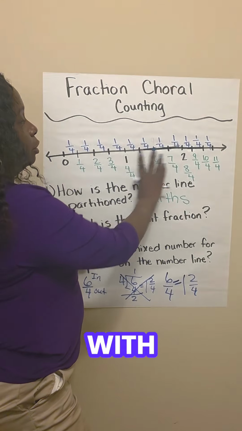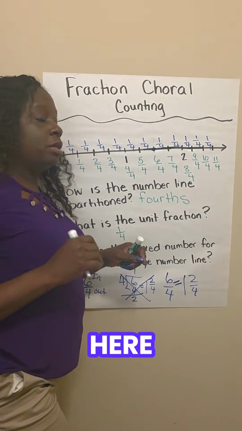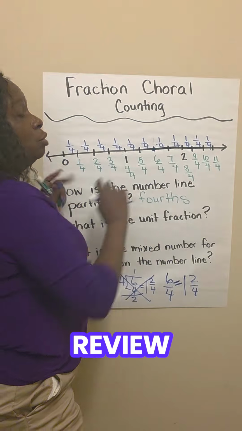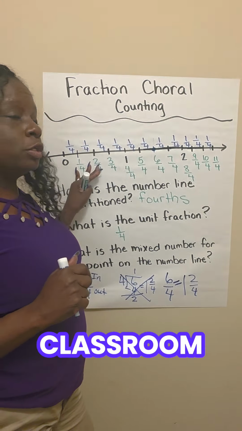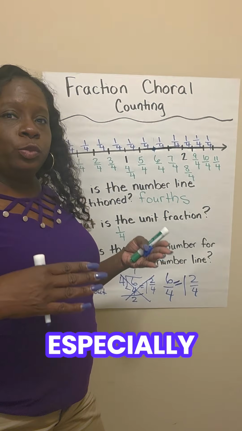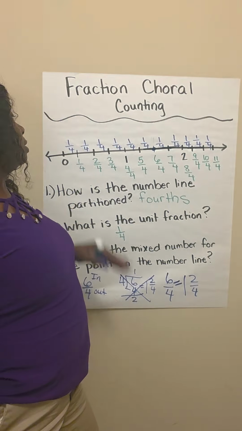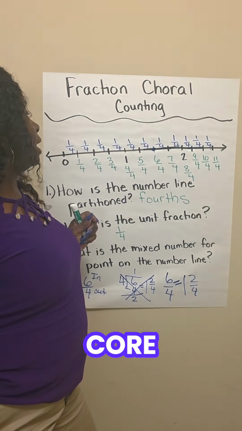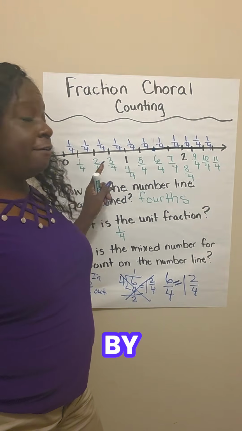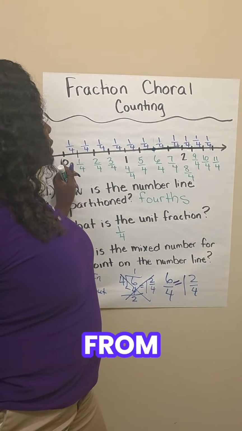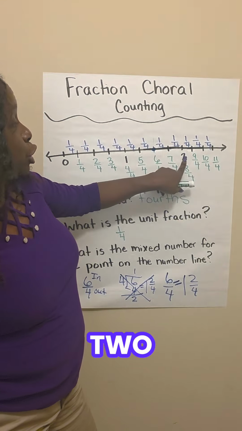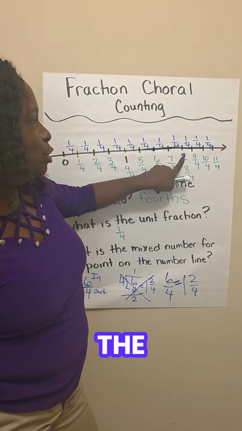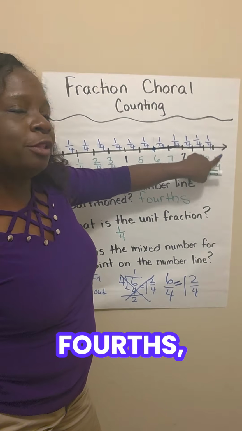Now, with third grade students, I'm going to stop right here for today and review what I did. You can keep this choral count in the classroom and then build on it, especially when you start talking about halves, because there are some halves in this choral count. But today we were counting by fourths, and we went from 0 to 11 fourths, or 2 and 3/4. Here's the 2, 1/4, 2/4, 3/4.